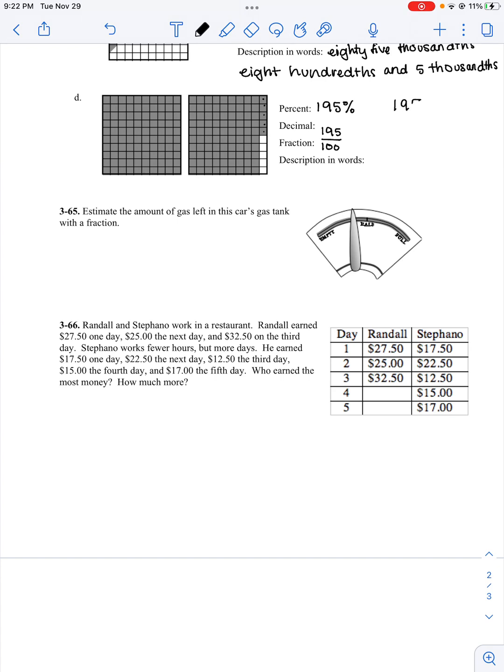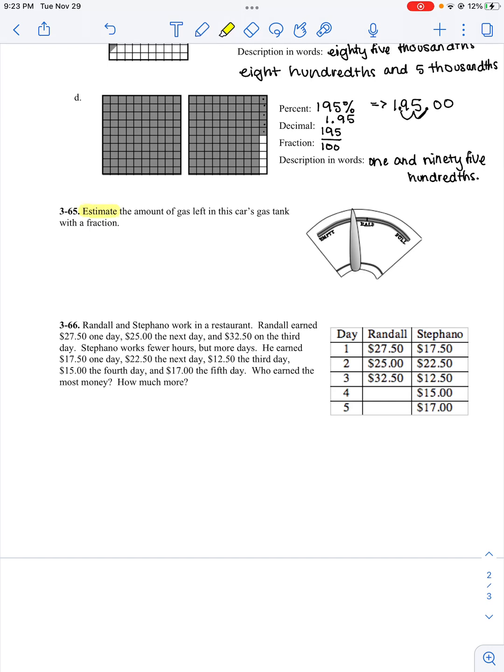Which means that my decimal then, if my percent is this, I divide by 100, I move it 2 spaces to the left, which means that I'm left with 1 and 95 hundredths. My description in words, I could write it just like that, 1 and 95 hundredths. Moving to the next problem.